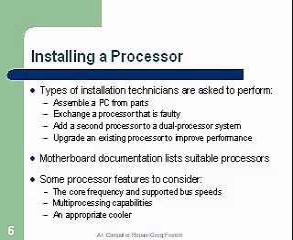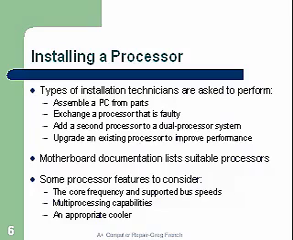Some processor features to consider. Looking at core frequency is always very important. Also your bus speed. Bus speed is really an overriding factor of even the core frequencies. The faster the bus speed, the faster we get that data in and out of the CPU. Multiprocessing capabilities are very important, and also an appropriate cooler.